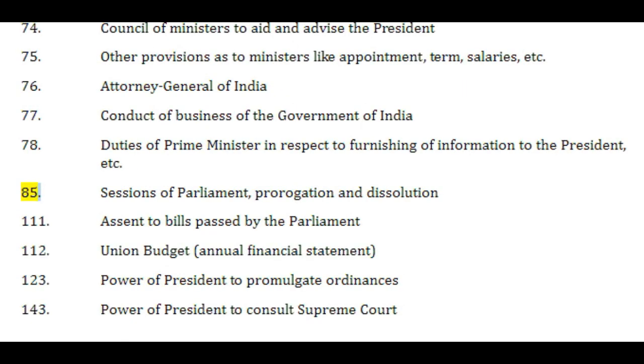85. Sessions of Parliament, prorogation and dissolution. 111. Assent to bills passed by the Parliament. 112. Union Budget, Annual Financial Statement. 123. Power of President to promulgate ordinances. 143. Power of President to consult Supreme Court.